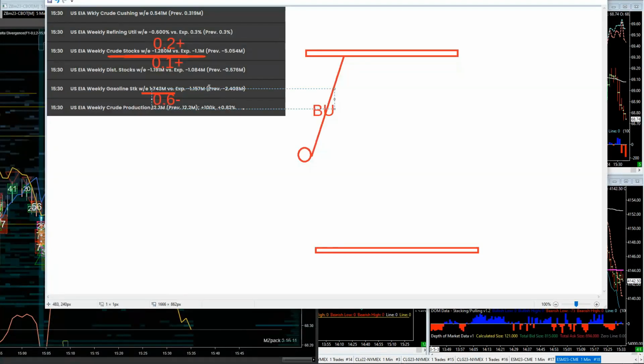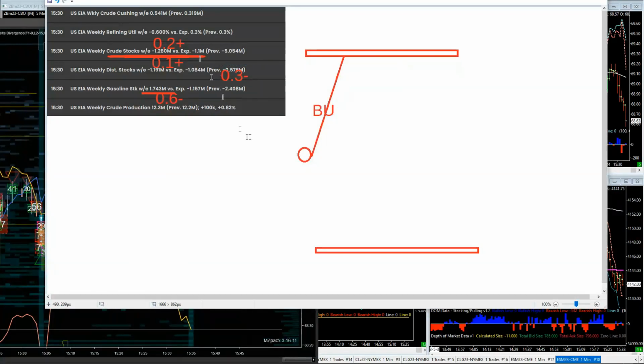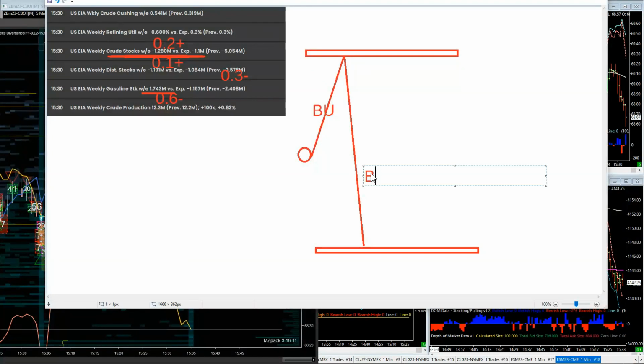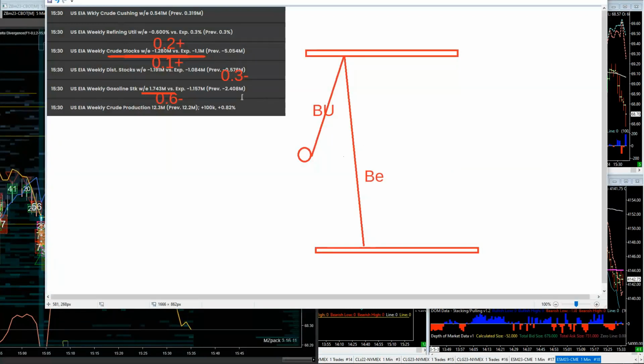So what's the offset between these? What's the difference between these? Well, the difference is 0.3 minus, right? So you're thinking to yourself, well, 0.3 minus, it should do that, and we get the bearish part. Yeah. So what else was bearish?